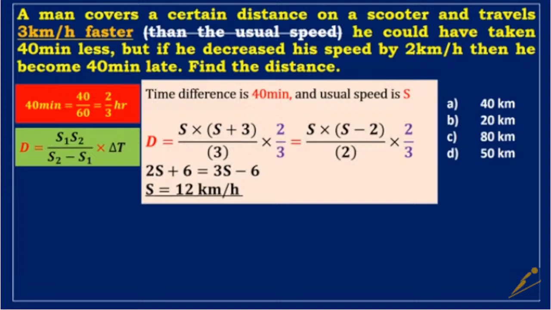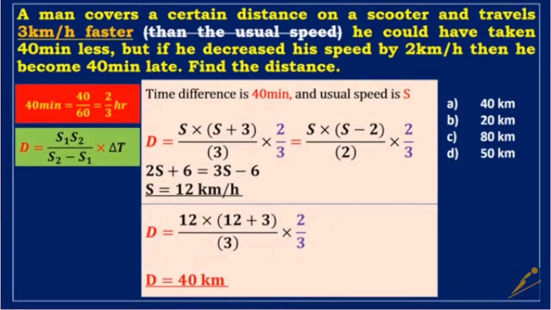Substitute s and s plus 3 values in the equation. Similarly, substitute s and s minus 2 values in the equation. In order to find the usual speed s, equate these two equations and solve for s. We get the speed of 12 kilometers per hour. Substitute the speed of 12 kilometers per hour into the first equation. We get a distance of 40 kilometers.